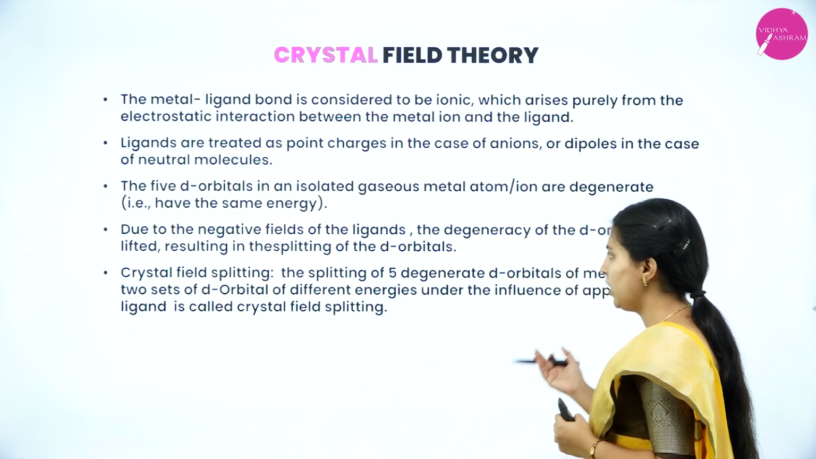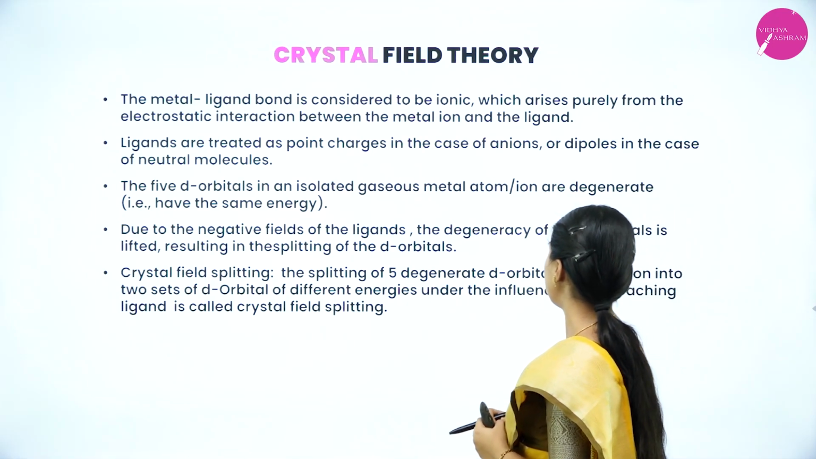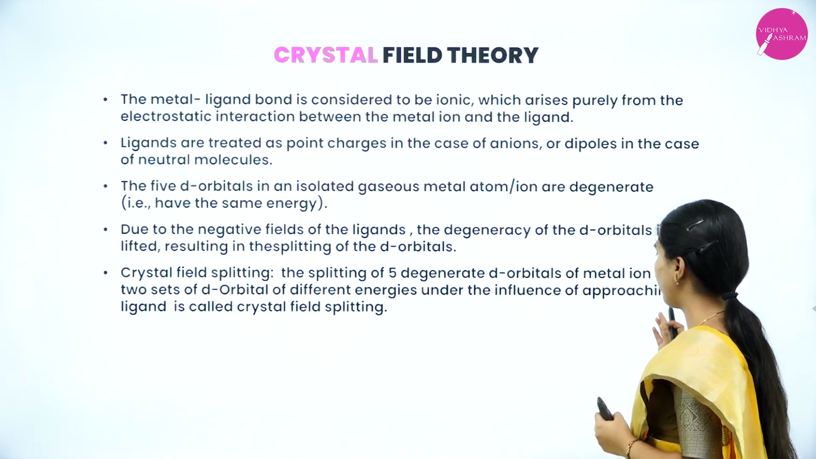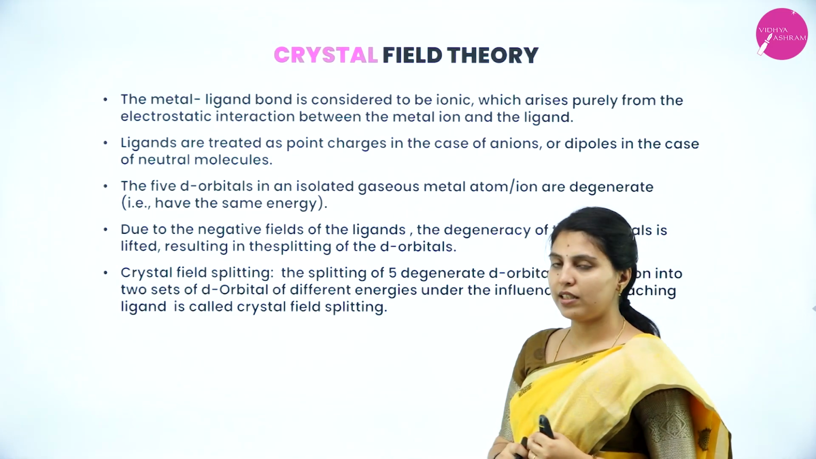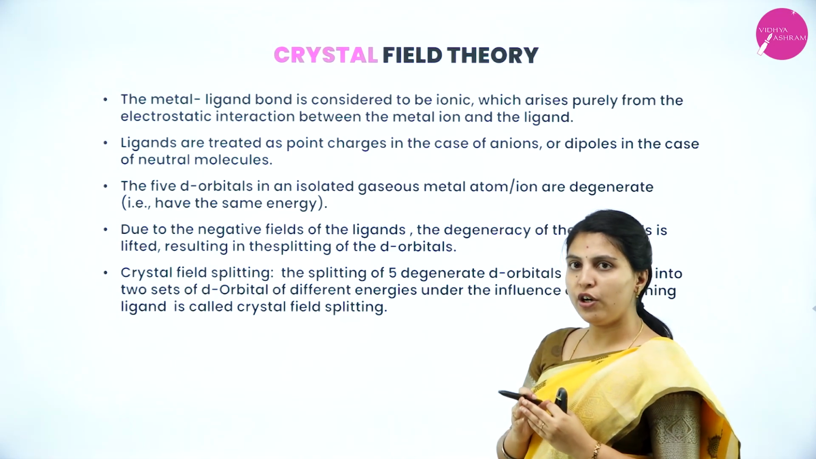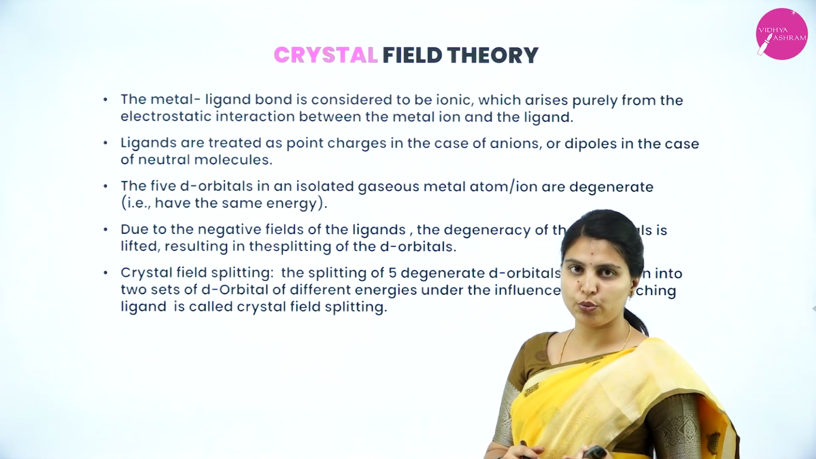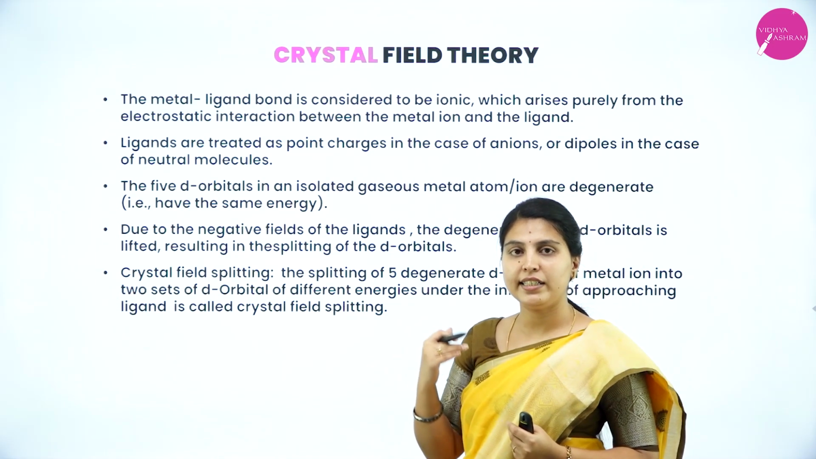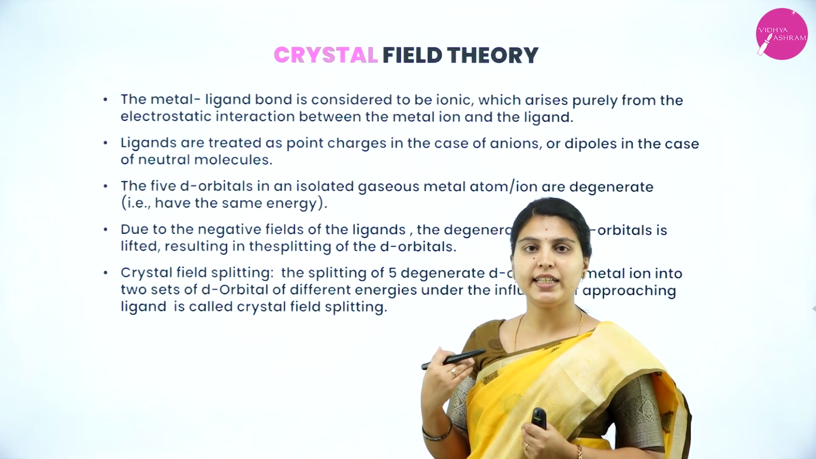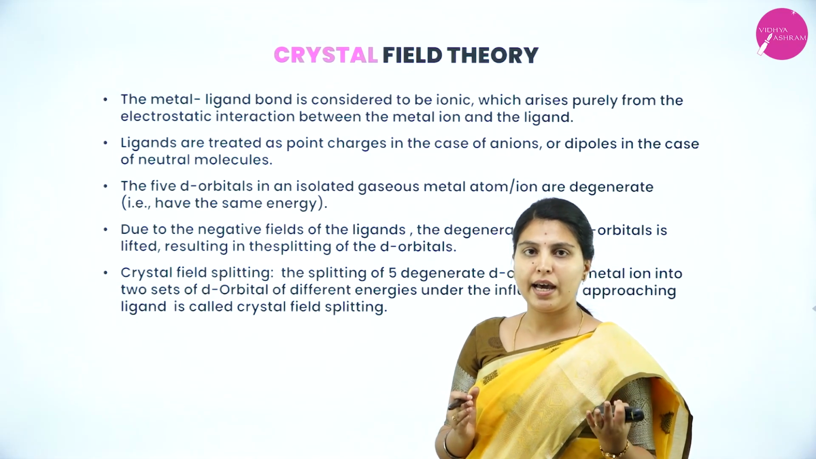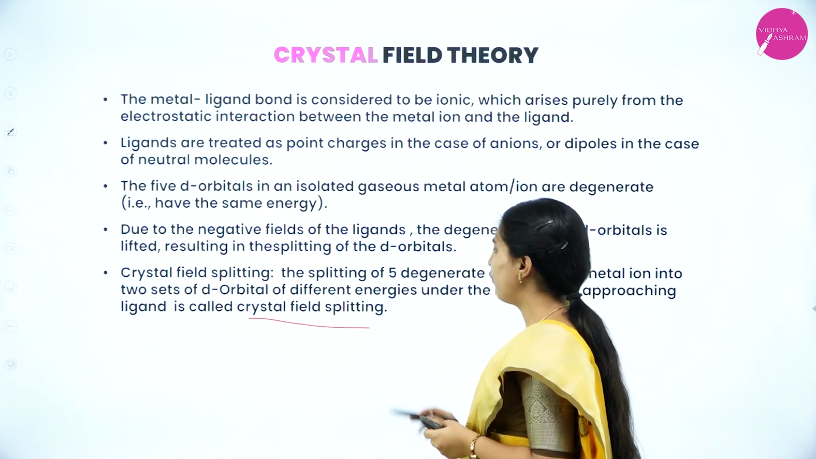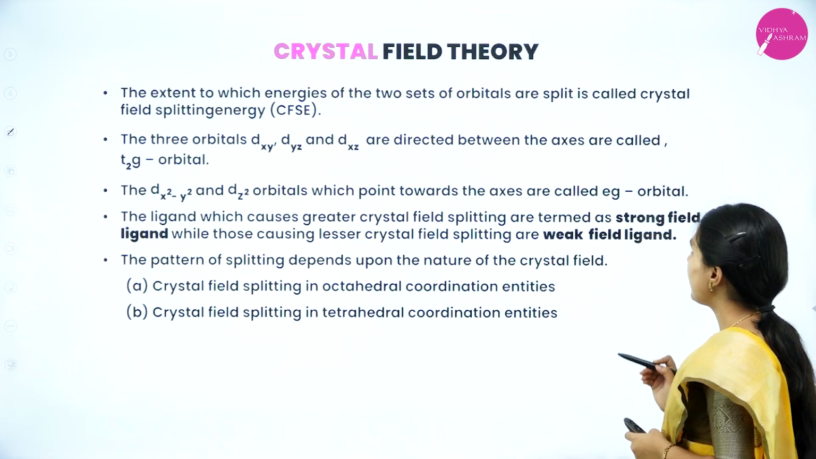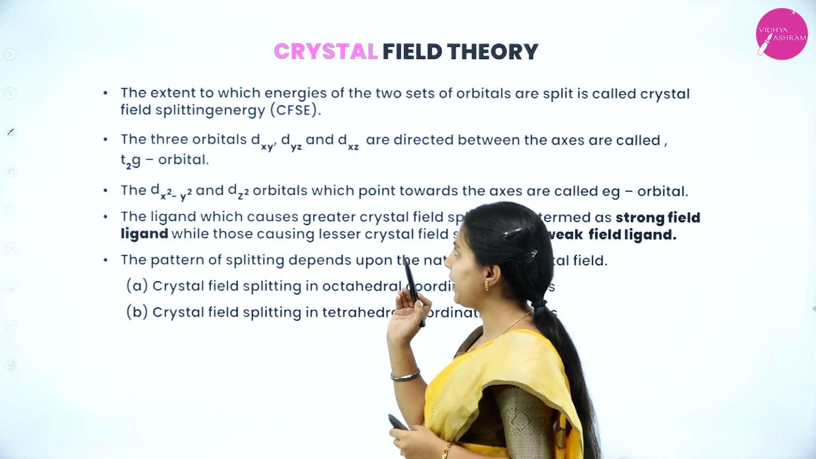Crystal field splitting: the splitting of the 5 degenerate d orbitals of a metal ion into 2 sets of d orbitals of different energies under the influence of approaching ligands is called crystal field splitting. The 5 d orbitals are dxy, dyz, dxz, dx square minus y square and dz square, and they are arranged into 2 sets. The extent to which the energies of the 2 sets of orbitals are split is called crystal field splitting energy.